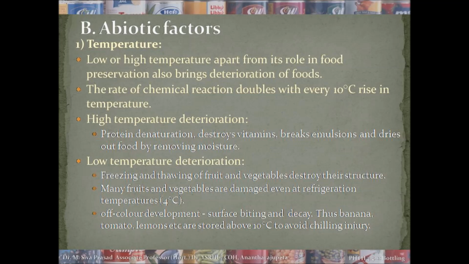So the extremes of temperature, whether high temperature, is going to cause denaturation of proteins and loss of nutrients. Very low temperature, loss of structure, is going to affect your food. So the temperature is going to cause damage or spoilage in canned foods.